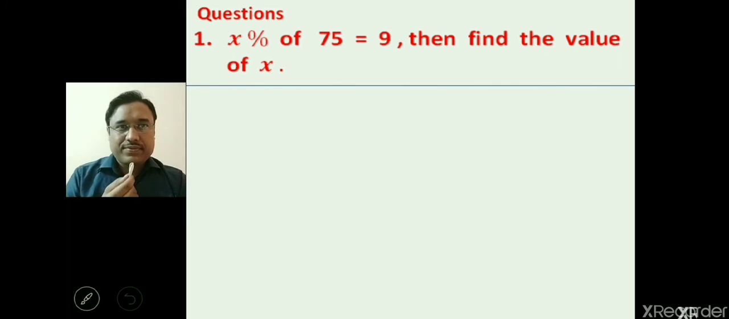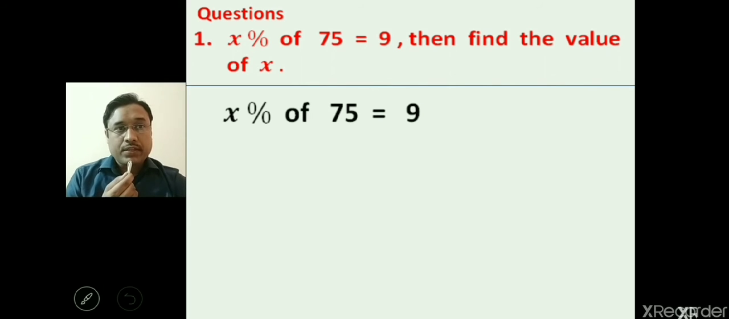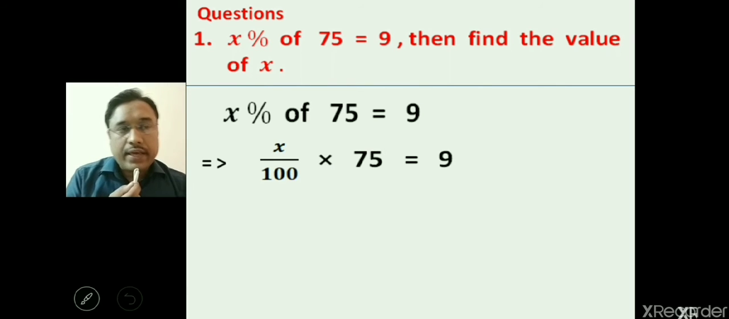You can see the first question here: x% of 75 is 9. Then find the value of x. First we are going to write this statement, x% of 75 is 9, meaning we will solve this equation: x by 100, because you know that percent represents 1/100th. So you will divide x by 100. That means x by 100 into 75 equals 9.